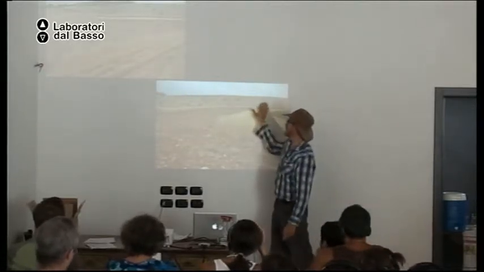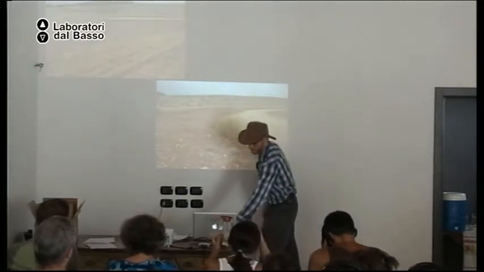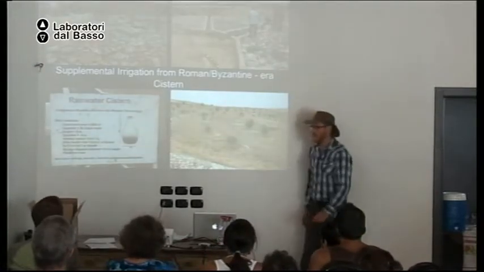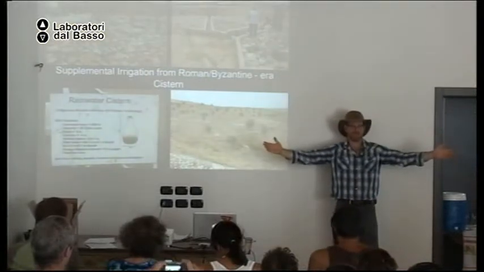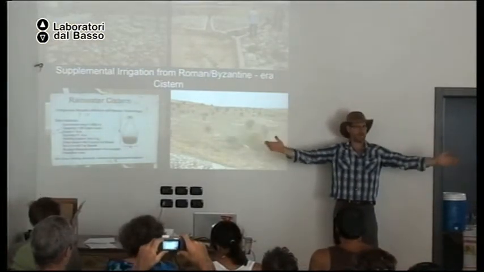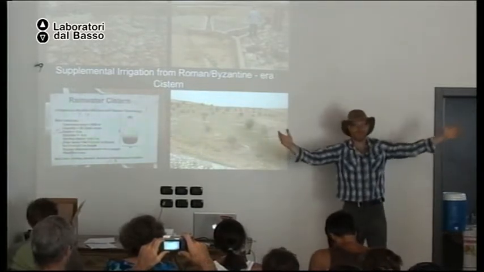Above the fields are the olive orchards, and they all have boomerang berms. So the slope comes this way. The berm is like an open-armed hug, because we love that water. So like, come to Papa, okay?